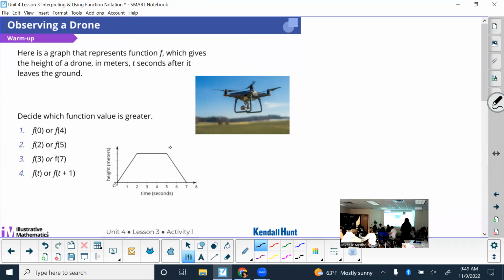All right, this time we're using this graph. Anyone not know what a drone is? Okay, so based on the height of the drone after t seconds of leaving the ground, determine which function value is greater. All right, so show me your answers in 3, 2, and 1. All right, looks like we're saying f of 4 for the most part. I don't see anyone with f of 0 up. So then table 1. How do we know that f of 4 is greater than f of 0? What do we look at?